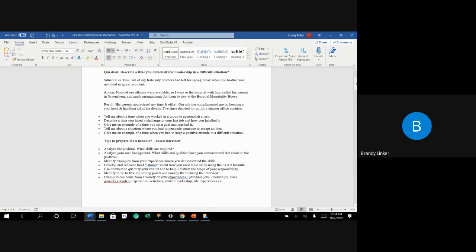Also, tips for a behavior-based interview: what skills are required? Know what skills are required, and let the interviewer know how you're prepared for those, or put it in your resume. Identify examples from your experience where you demonstrated these skills. Develop and rehearse brief stories using the STAR formula. That's very important. Okay. Use numbers to quantify your results.